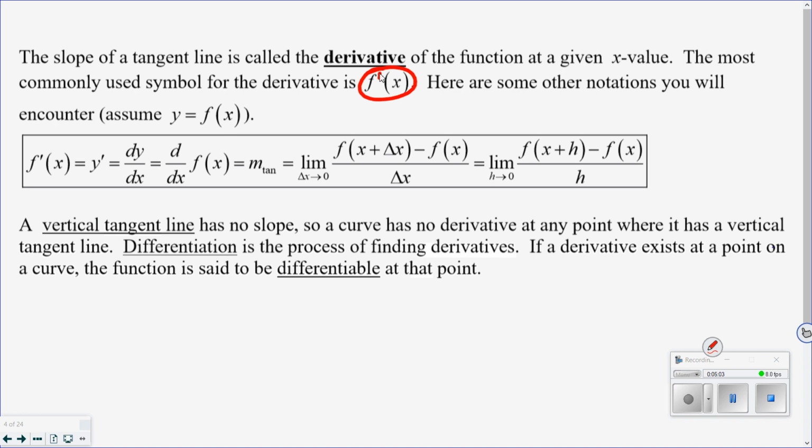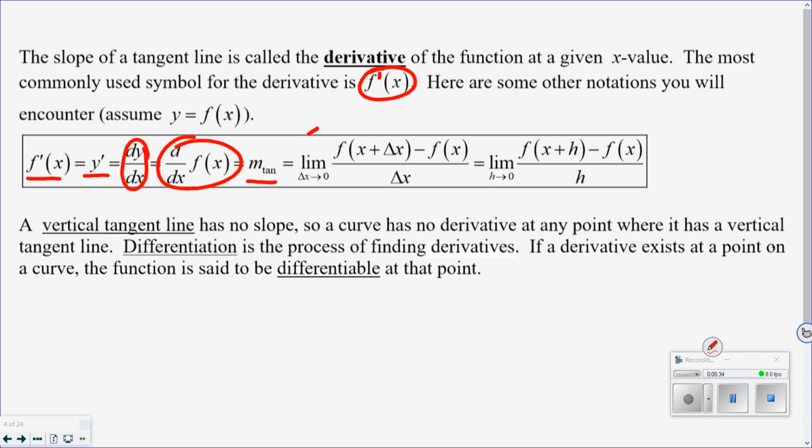Some other notations are, instead of f prime, you can do y prime. dy dx, that's the way you say that, dy dx, means the same thing. It means find the derivative of y. Sometimes they say find the derivative of y with respect to x, and we'll talk more about that in just a second. This is the same thing, d dx of f of x. Again, that just means find the derivative of f of x. So all of those mean the same thing, and what we're really doing is finding the slope of the tangent line.